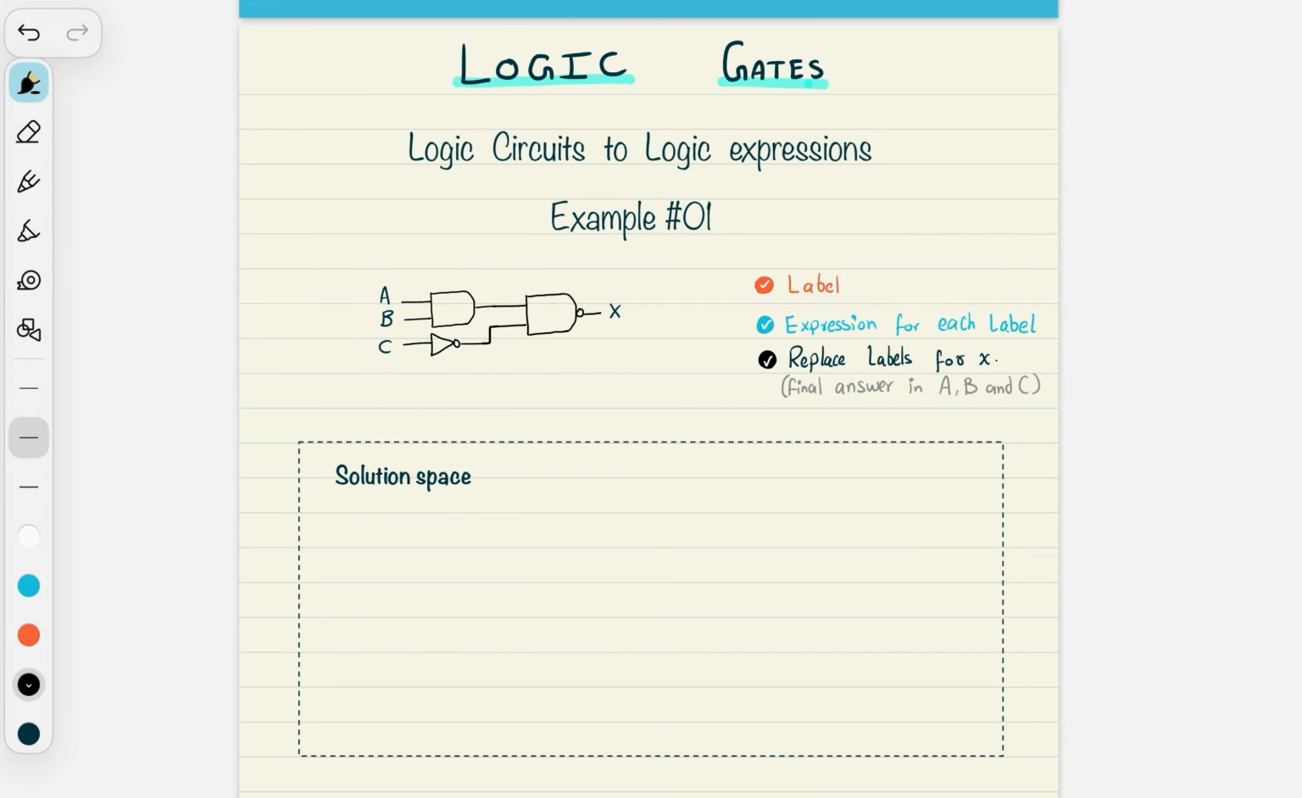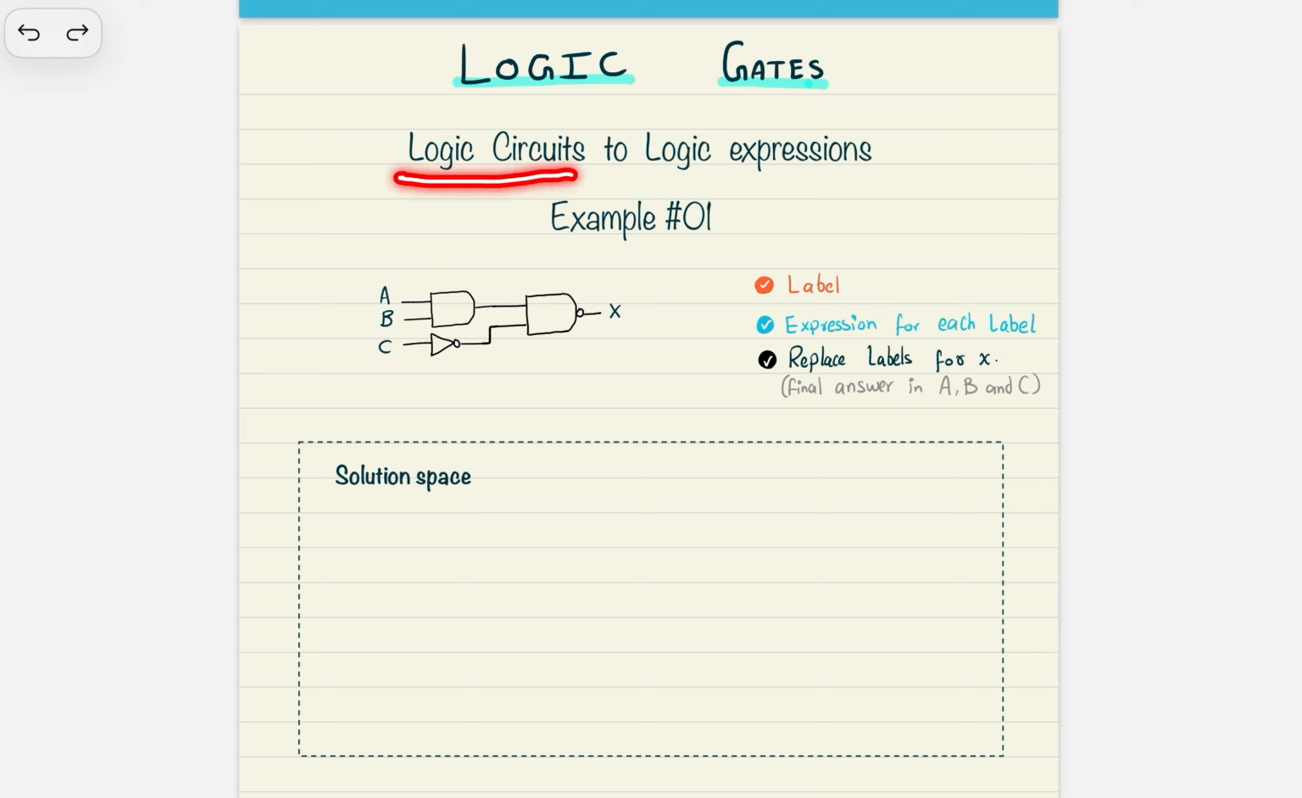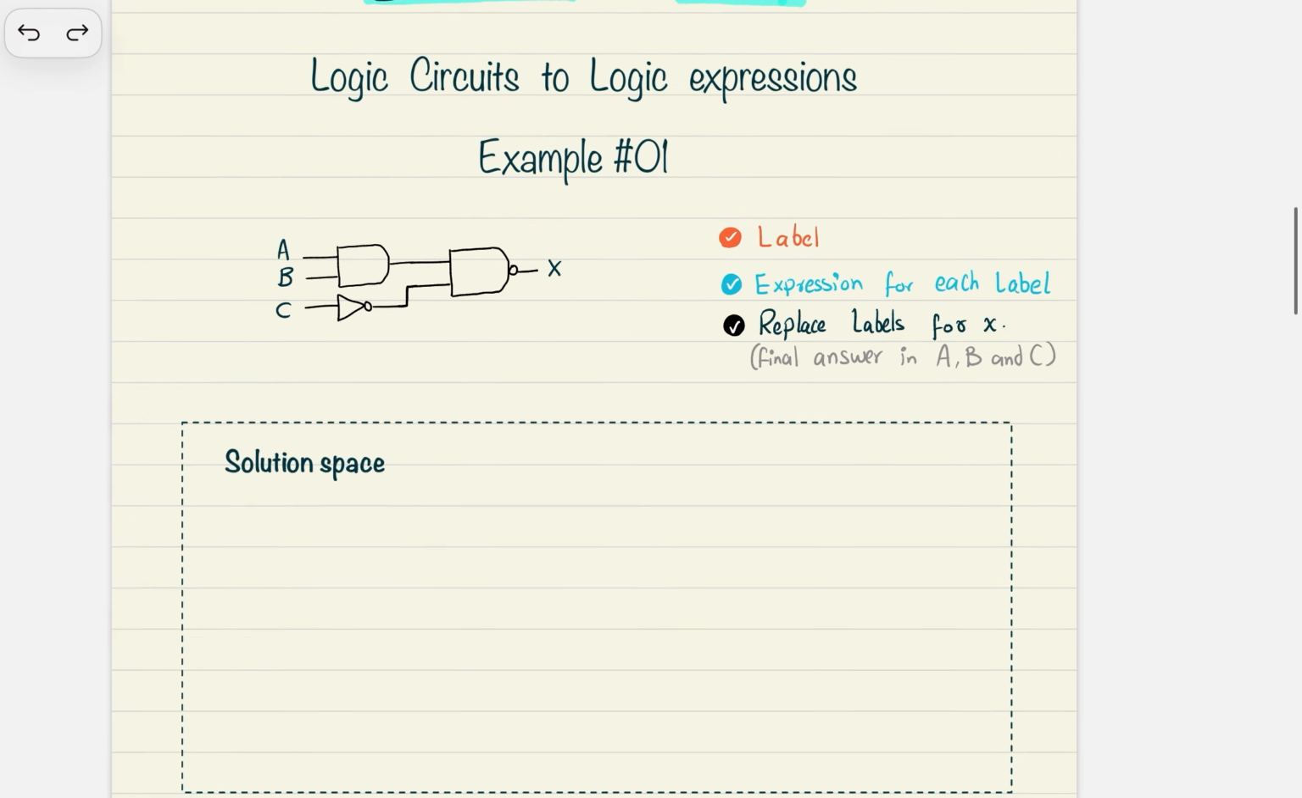Alright, so in this video we will be looking at how to convert a given logic circuit to a logic expression. The idea is that we will be provided with a circuit like this over here, and we have to convert this entire circuit into a kind of equation. In order to do this, we need to follow three simple steps.